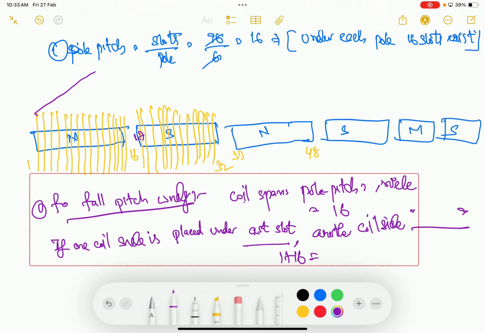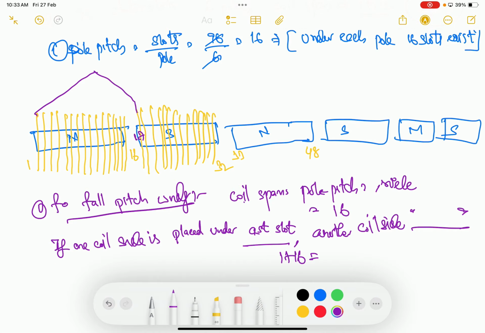One coil side is 1, and the other coil side should be 1 plus 16. This is actually the full pitch winding.